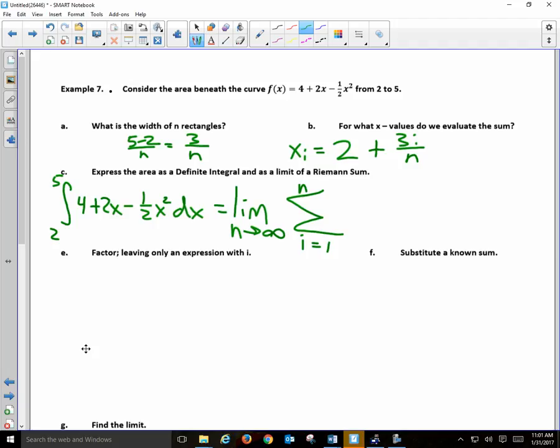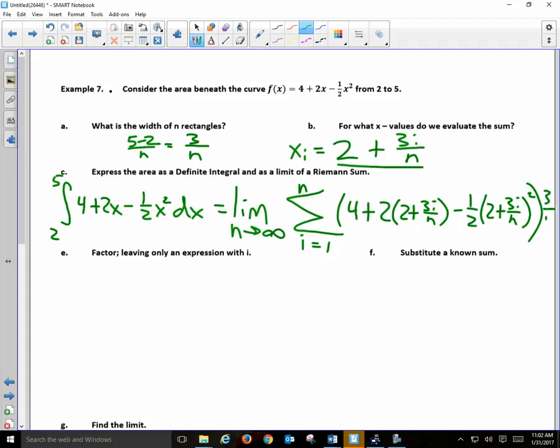And it's f of x of i. What does that mean? Plug the x of i in. Wherever there's an x, I get 4 plus 2 times 2 plus 3i over n. And I take that quantity and multiply it by the width, 3 over n. Remember, this is delta x here, and this is f of x of i.